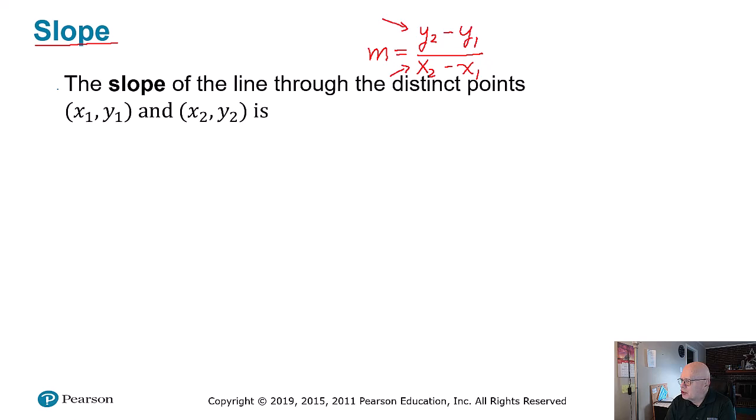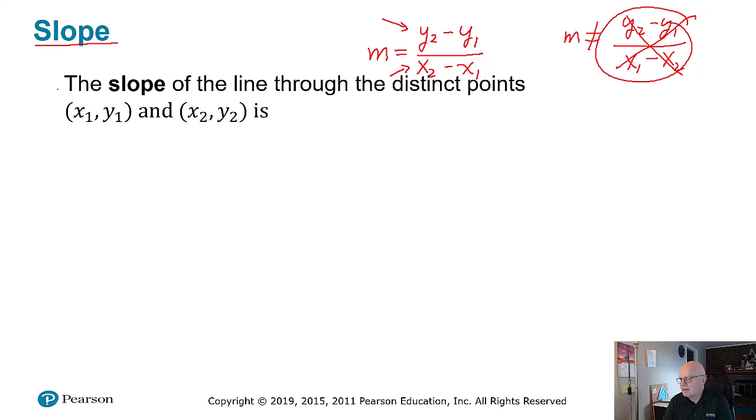Do not do this. It's not y2 minus y1 over x1 minus x2. No, no. Make sure you're subtracting in the same order. These two will be from the same point. These two will be from the same point. The second y-coordinate minus the first. Same thing with the x's.